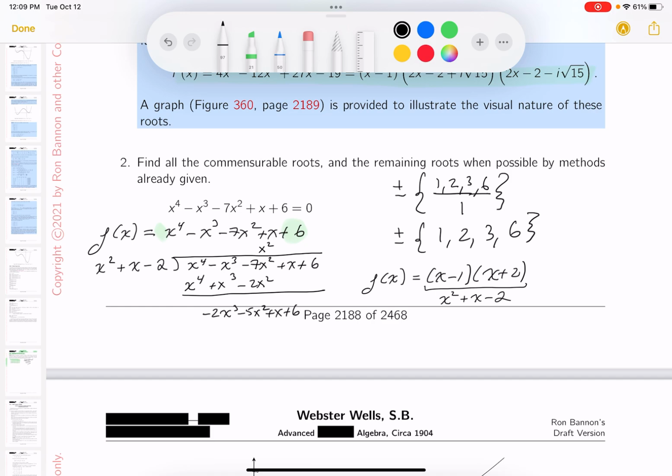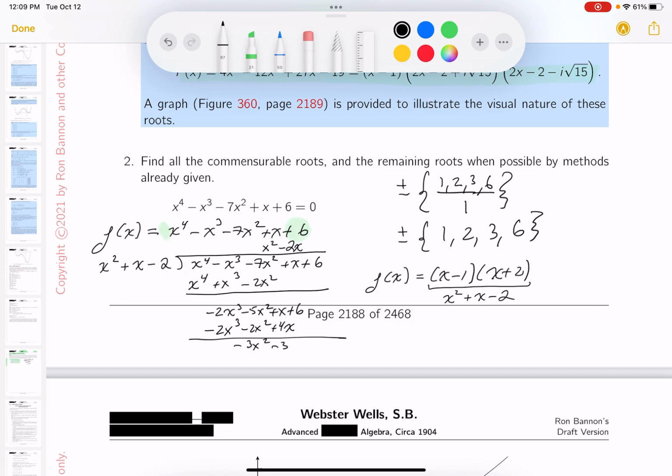Well, I'm going to do a match now. So it's going to be minus 2x cubed minus 2x squared, and then you're going to get plus 4x. Well, I'm going to subtract. And what do you get there? Minus 3x squared.